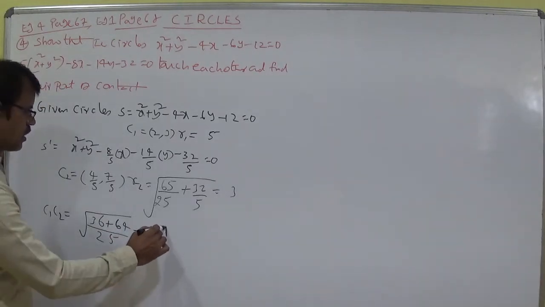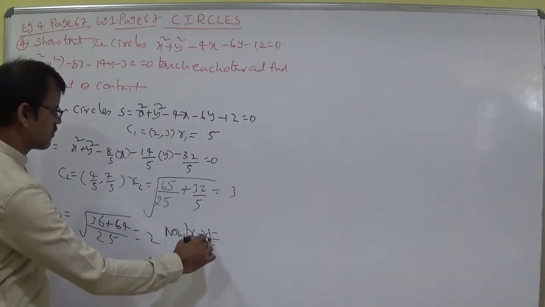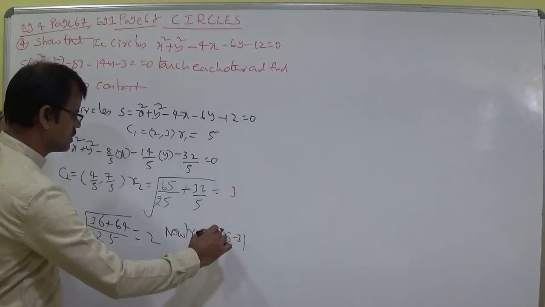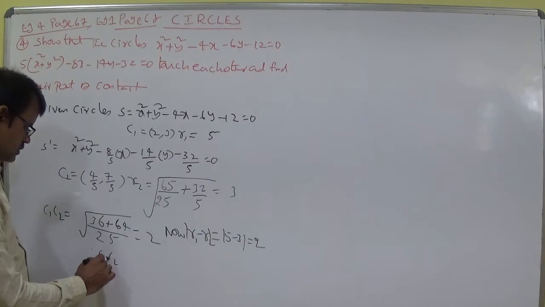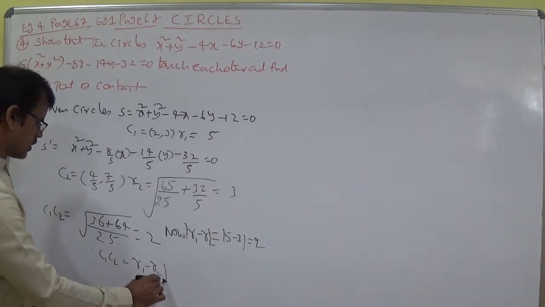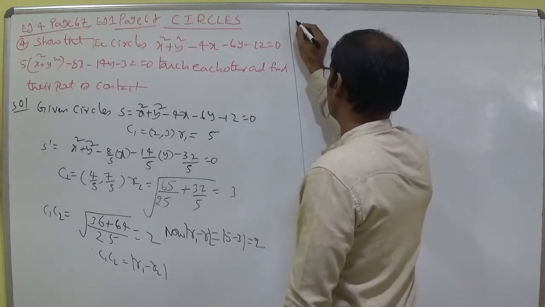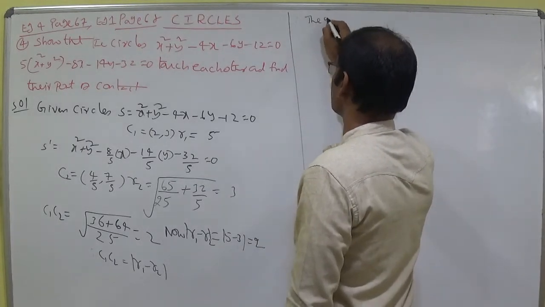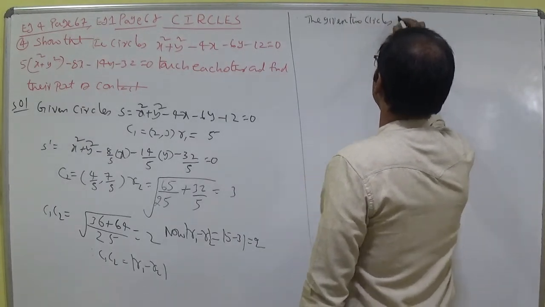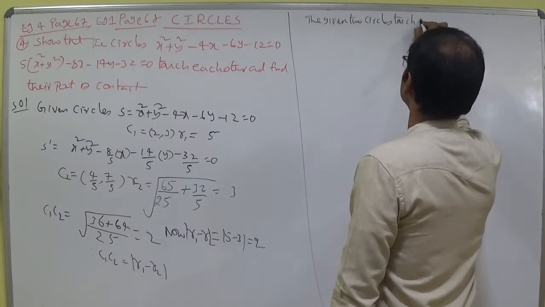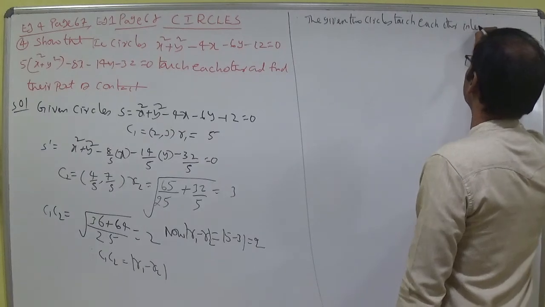Now you can write R1 minus R2. Put modulus also. Modulus of R1 minus R2 is equal to 5 minus 3, we got 2. Therefore, C1, C2 is equal to modulus of R1 minus R2. Whenever C1, C2 is equal to modulus of R1 minus R2, therefore the given two circles touch each other internally.